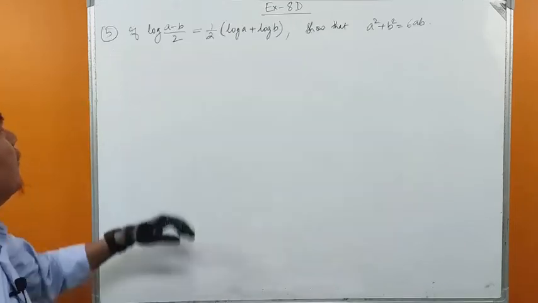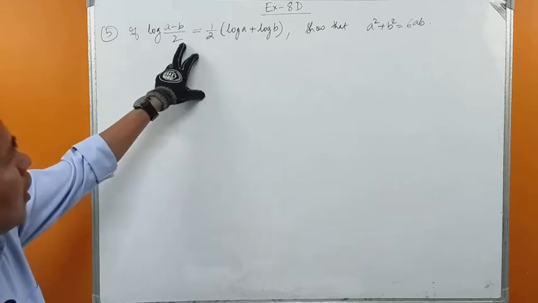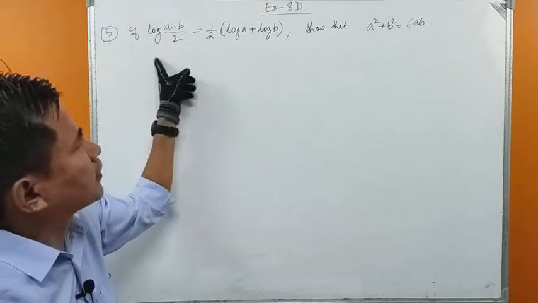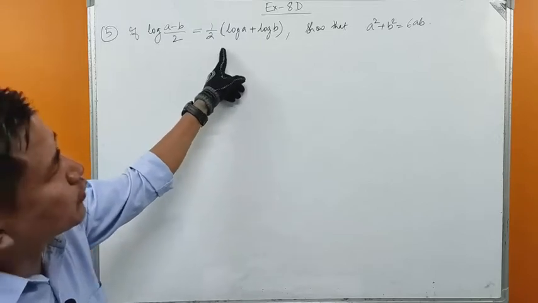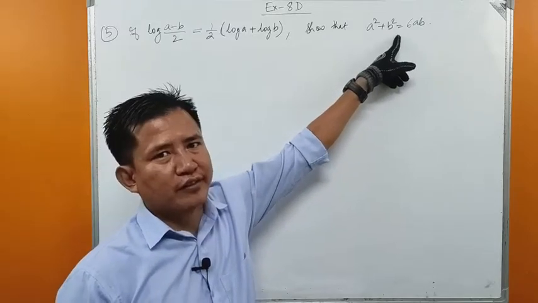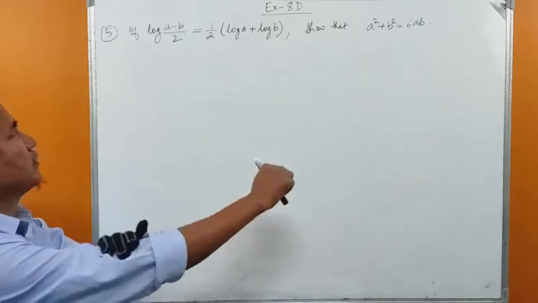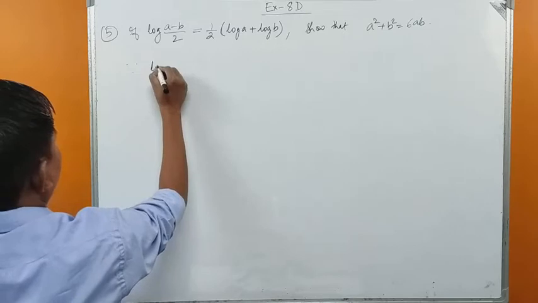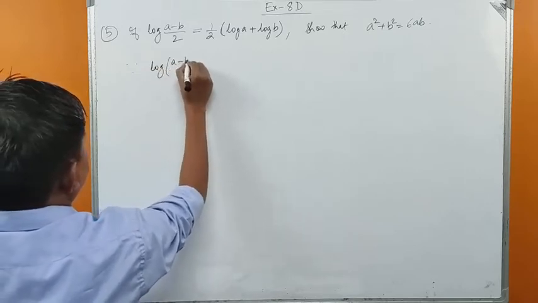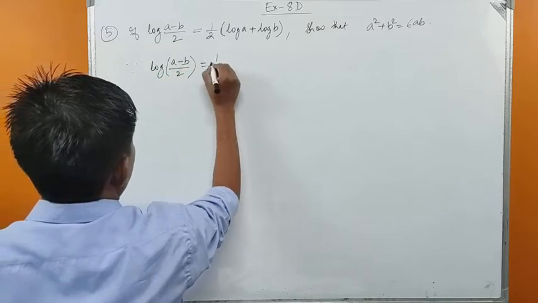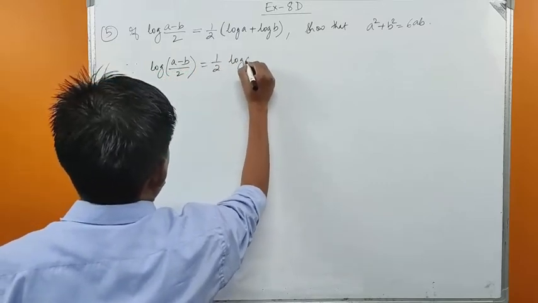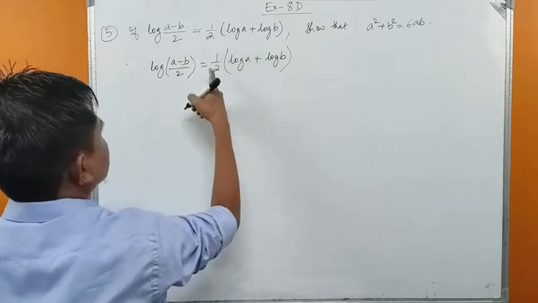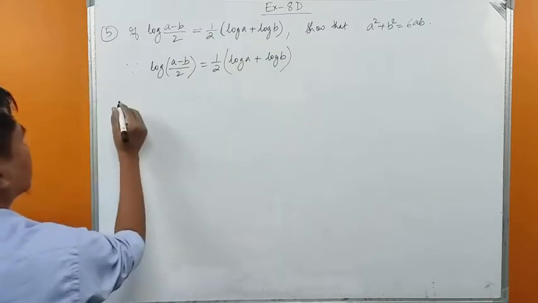Let us do question number 5. If log of (a minus b) upon 2 equals 1 upon 2 (log a plus log b), so this is the given equation. We are asked to prove a square plus b square equals 6ab. So let us do this. Let us first write the given equation. Log of (a minus b) upon 2 equals 1 upon 2 (log a plus log b), isn't it? So this is the given equation.